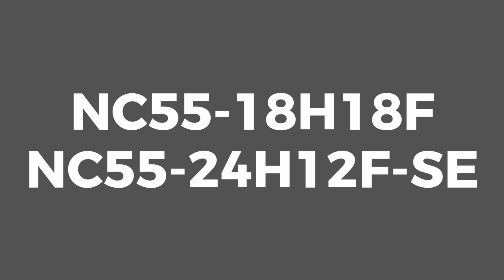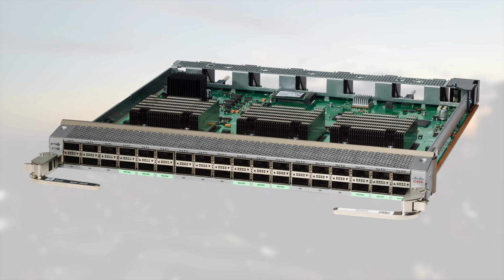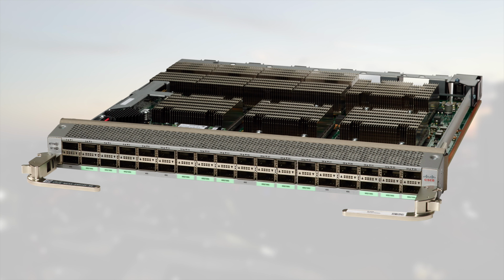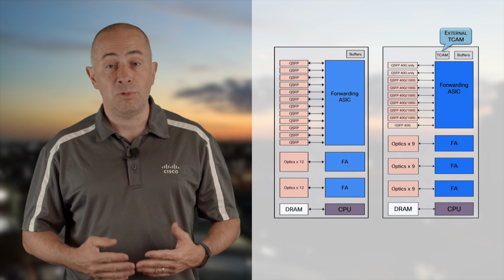Then we launched the combo cards, 18H, 18F and 24H, 12F SC. They are 40 gig line cards by default, and it's possible to upgrade from 40 gig to 100 gig on half of the ports on the first one and 2/3 of the ports on the second. Those cards have been used extensively to upgrade backbone smoothly from 10 gig to 100 gig. They are powered by 3 and 4 Jericho NPUs respectively.